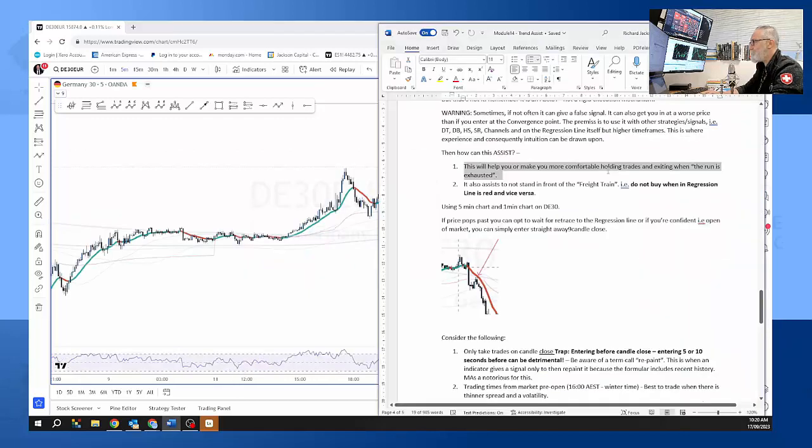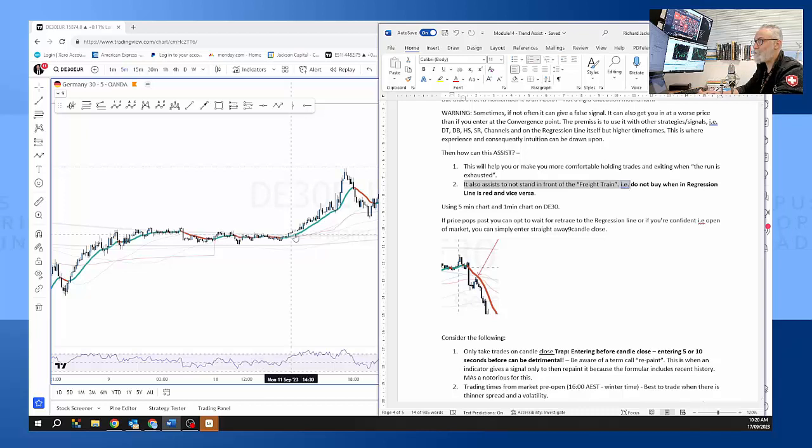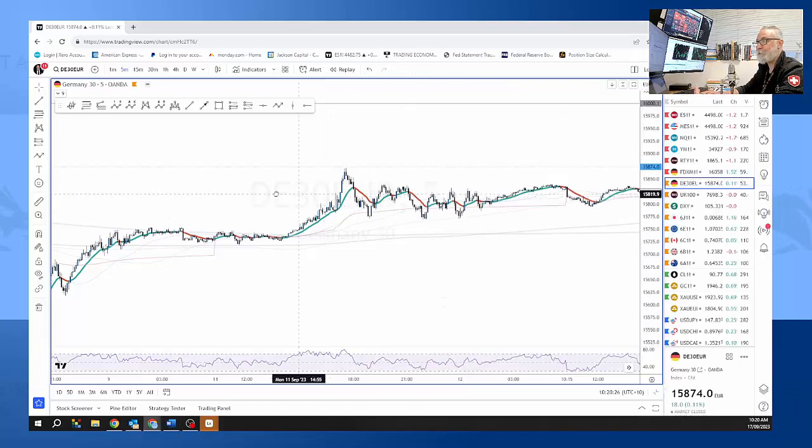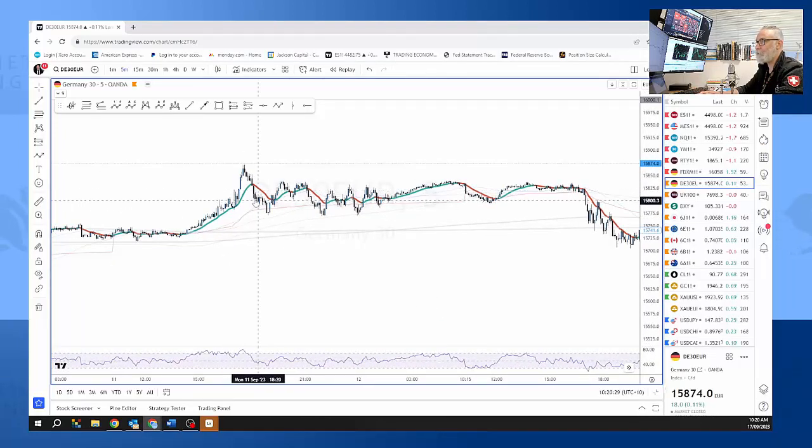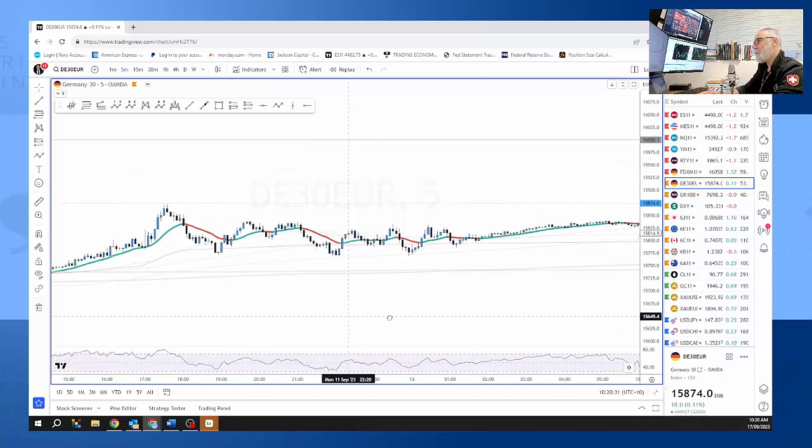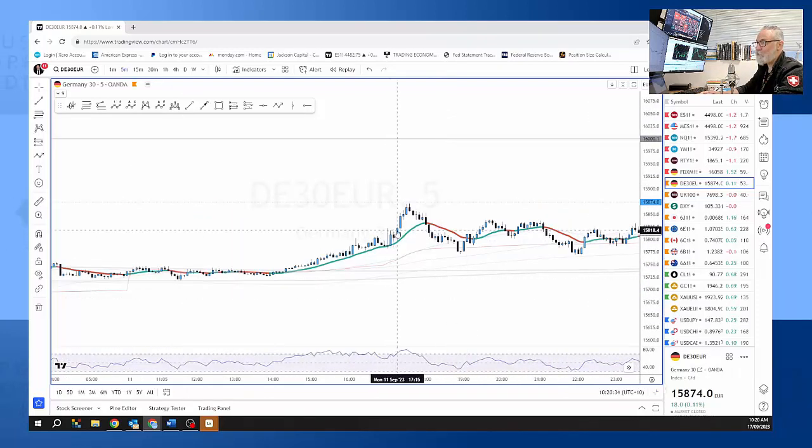Try not to digress too much. It will also assist us in not standing in front of the freight train. If we're in strong green, you don't sell. Do not sell it, even if you've got a big cluster of SR sitting there. Just hold on to it. Remember, the other day it just kept moving. We had a huge cluster up in here somewhere, and there was selling going on, but it just popped through it. This will help you hold on to it. All right, next.